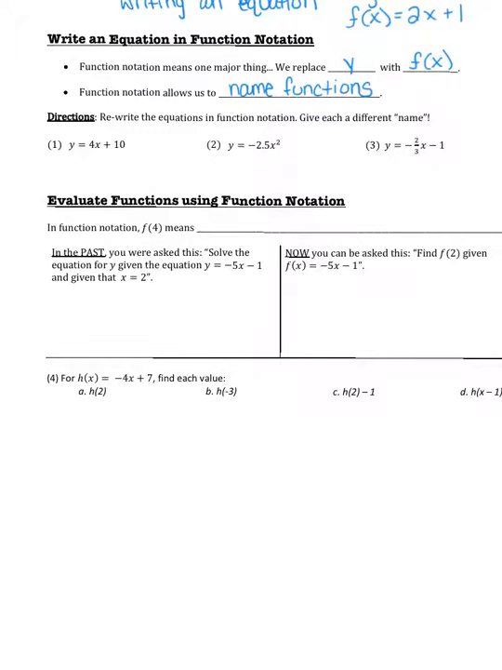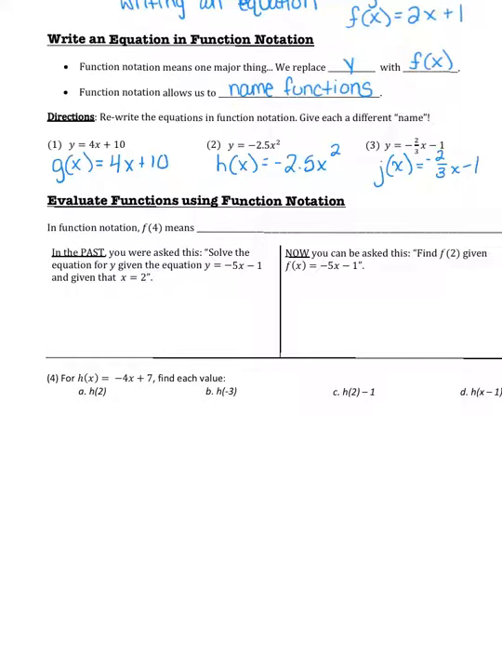So number one, maybe instead of f, I'm going to do g. So g of x is equal to 4x plus 10. And then in number two, maybe I don't want to use g or f. Maybe I'll use h. So h of x is equal to negative 2.5x squared. So you can see I haven't really changed the equation, I'm just changing where the y is. And then in number three, maybe you want to do j of x is equal to negative 2/3 x minus 1.